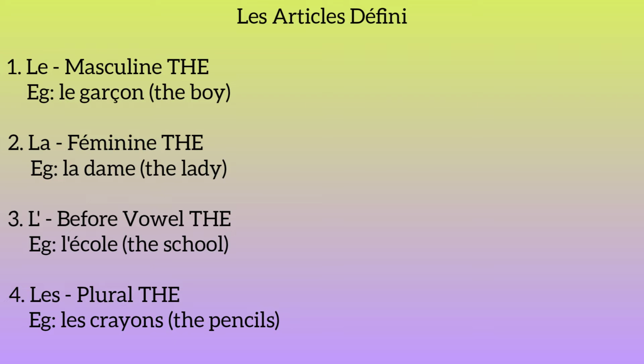So let's start. The very first one, le. This is a masculine the which is used for masculine words. For example, le garçon. Here garçon means a boy which is masculine in gender. Therefore, we have used a masculine the which is le. The second one, la. It is a feminine the which we use for feminine words. For example, la dame. Dame means a lady which is feminine in gender. Therefore, we have used la.